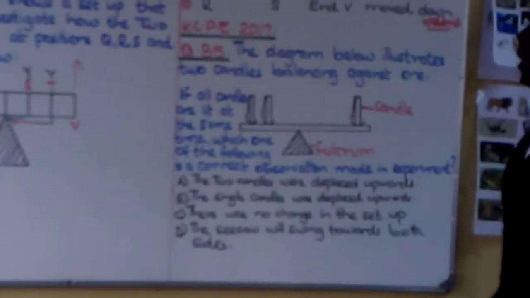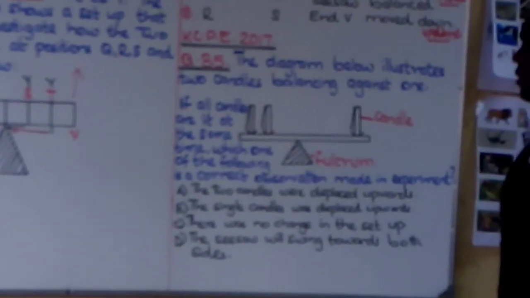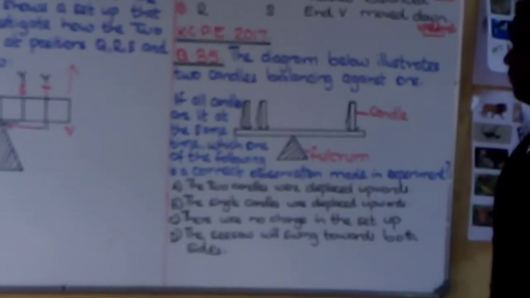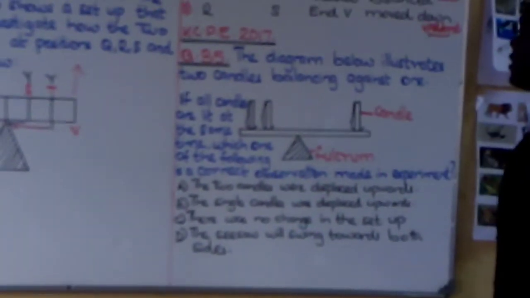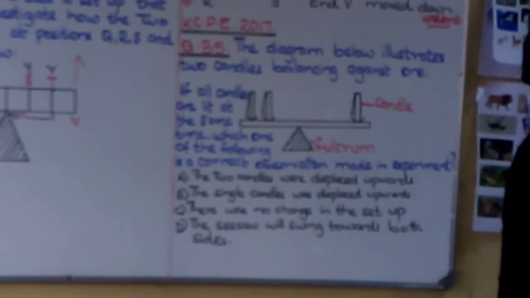Choice A is correct. Let's look at a similar question in KCPE 2017, question number 35. More facts are coming about this. The diagram below illustrates two candles balancing against one.